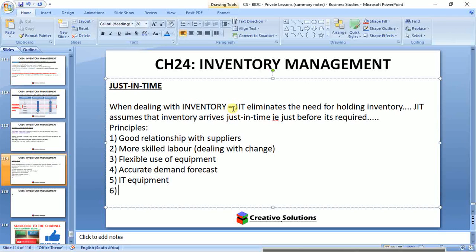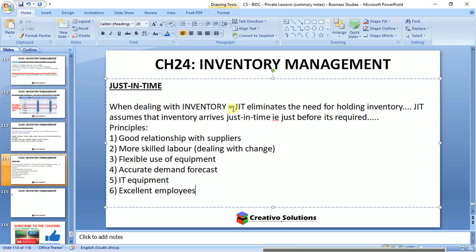Number six, excellent employees. Okay, so we're dealing with just in time. We know this, we need those employees to be brilliant at what they do because now there's no time to sit and wait for stock.